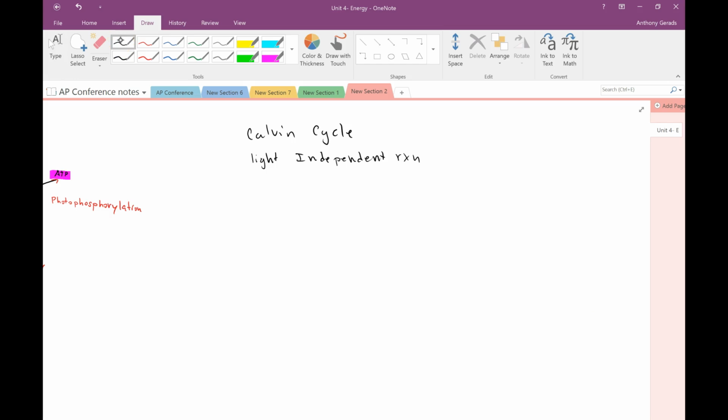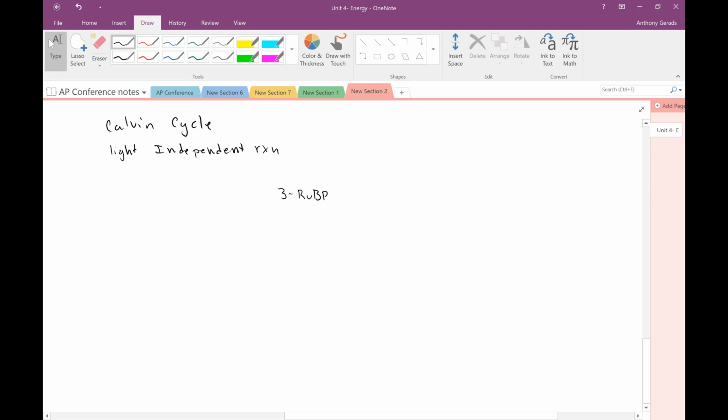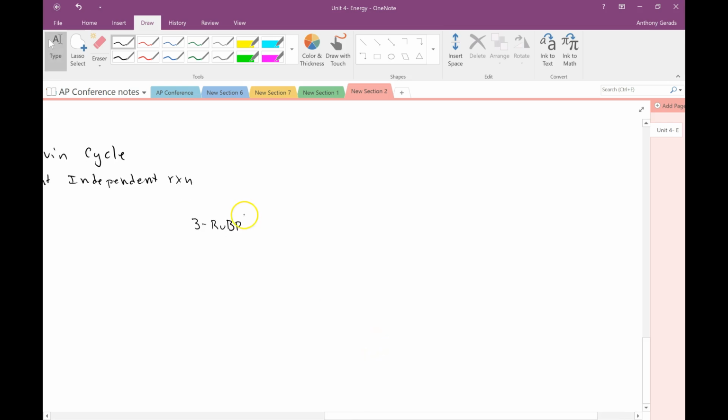Yes. All right. So, Calvin cycle, or light independent reaction, meaning the Calvin cycle can happen whether it's dark or light out. I start with 3 RuBPs. Ruby Ps. And do you remember what happens to these Ruby Ps? They go back. These Ruby Ps form 6 3-PGAs. But the only way they can do that is if something gets entered.